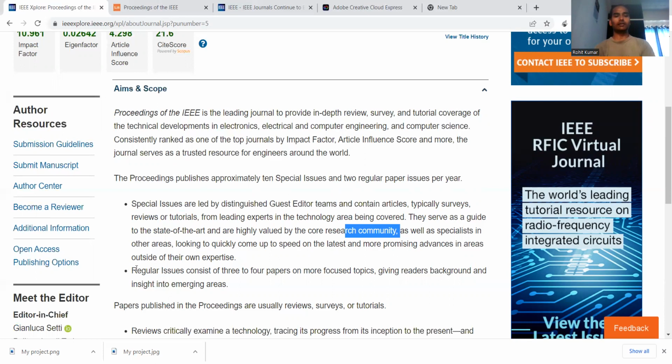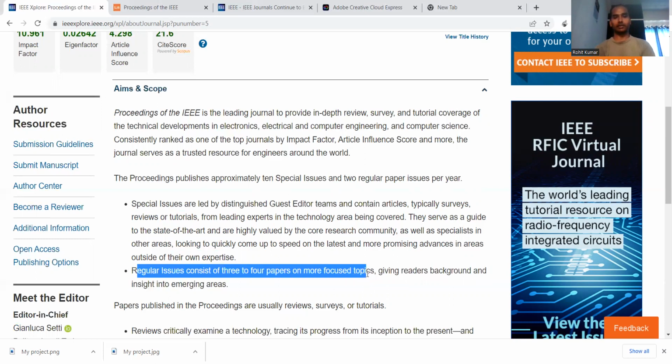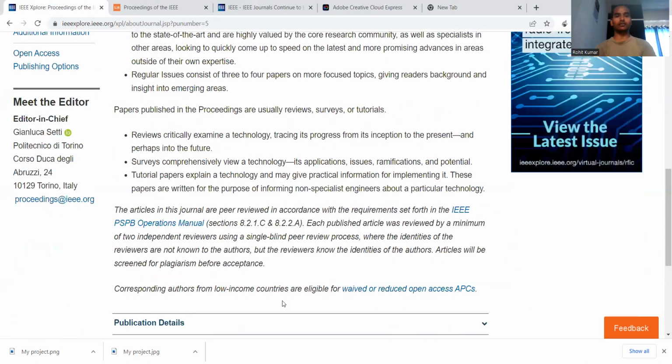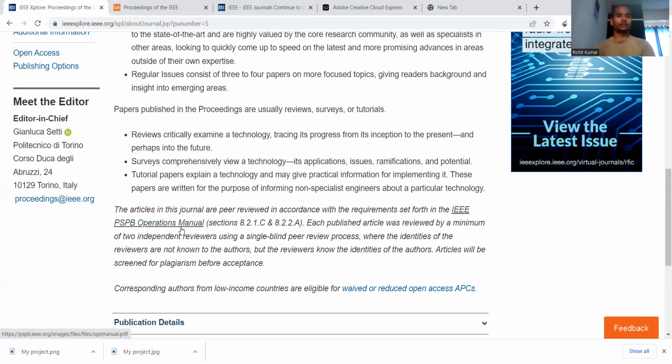Now the regular issues consist of 3 to 4 papers on more focused topics. Here you can see how specifically they choose the papers for the regular issues. It is not like you are going to submit a paper and get accepted. It is going to be very tough to have a paper accepted in the Proceedings of the IEEE. The papers published in the Proceedings are usually surveys, reviews, or tutorials, and you need to focus on the different focuses.